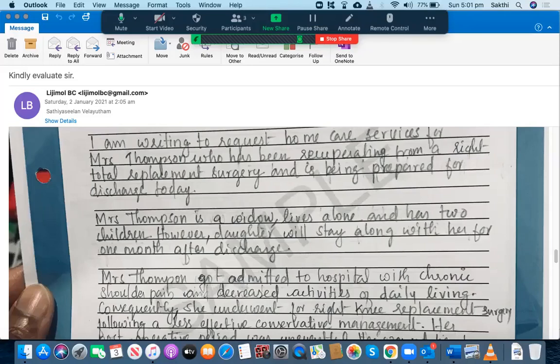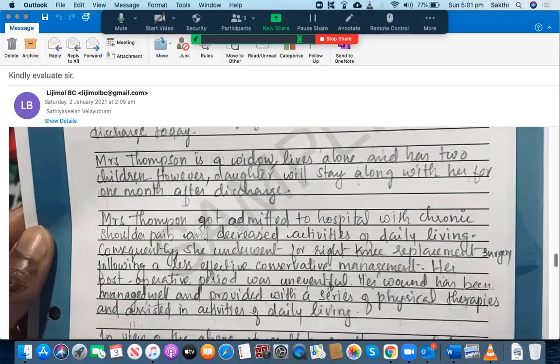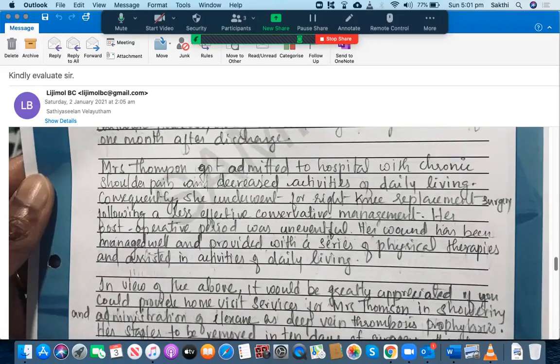However, her daughter will stay along with her for 1 month after her discharge. After Mrs. Thompson's discharge. You have to use however her daughter will stay with her. You don't need to use along. It doesn't make sense. However, her daughter will stay with her for 1 month after her discharge. Her daughter along needs to be removed, and then after Mrs. Thompson's discharge or after her discharge. Okay. Mrs. Thompson got admitted to the hospital with the chronic.